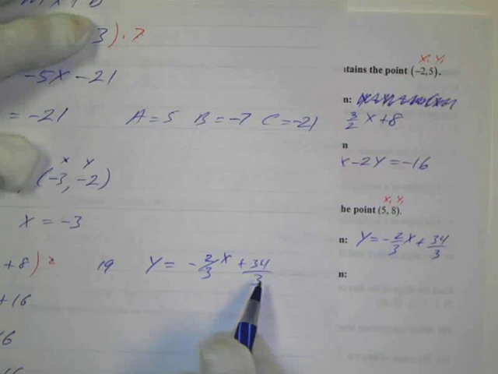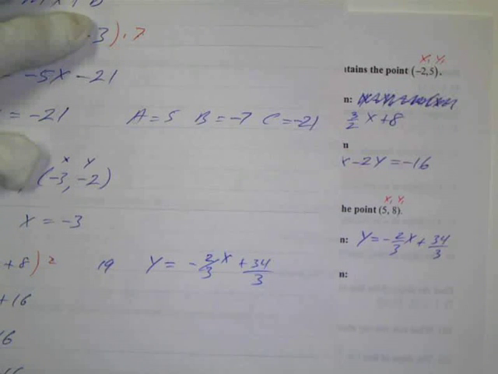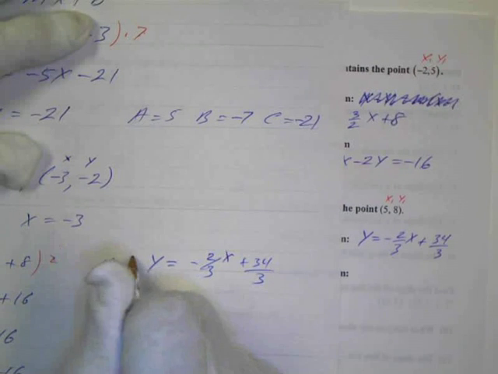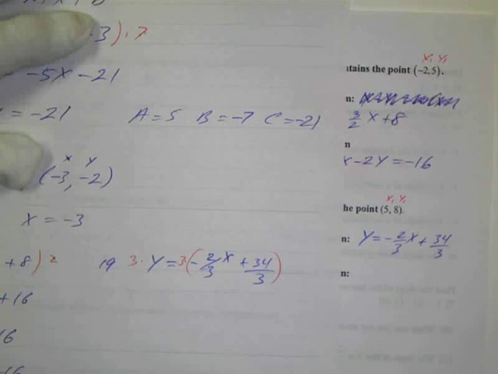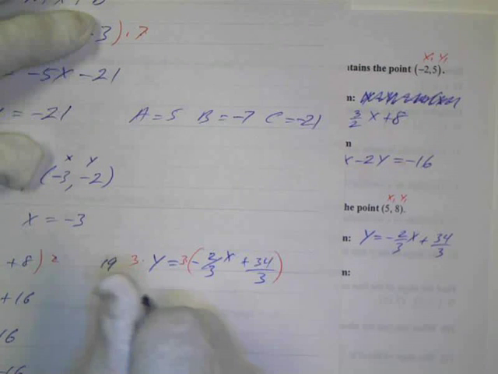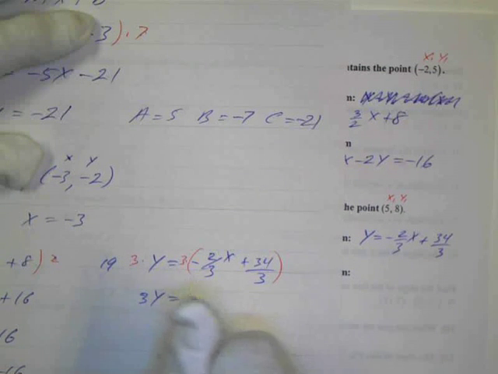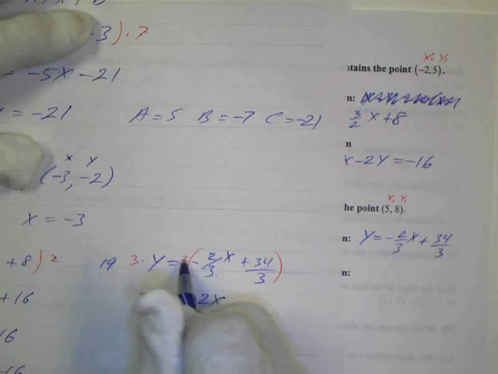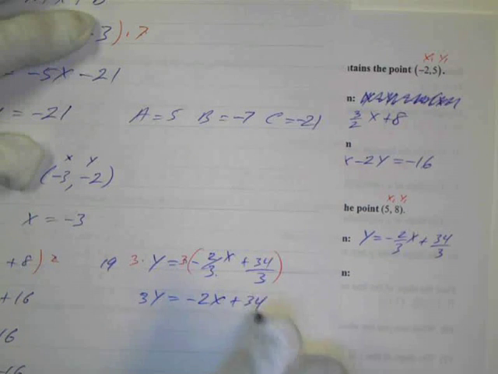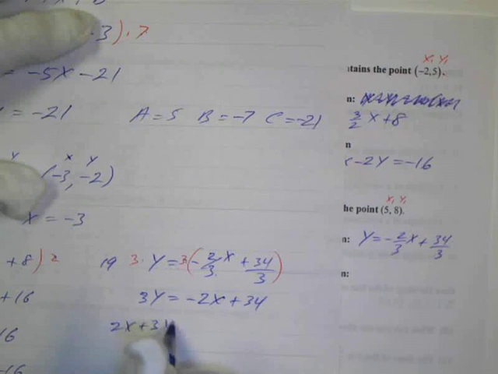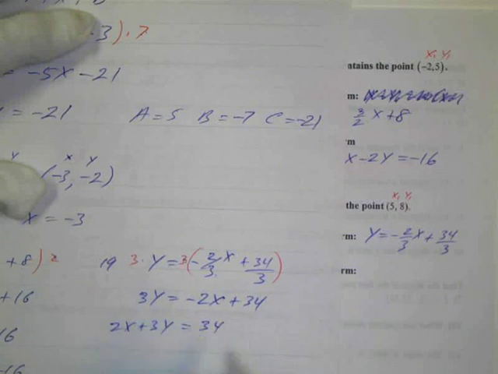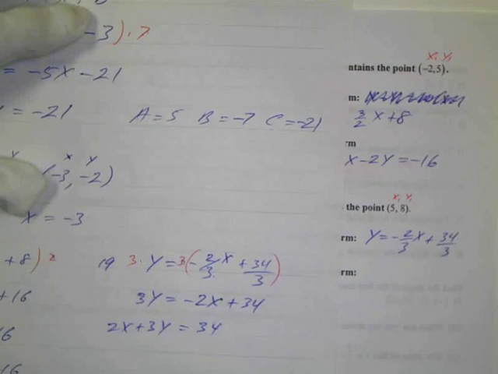And I want to get rid of the fractions because we just want integers, so I'll multiply both sides by 3. And I have 3y on the left. And that's going to be 3/3 is 1, so negative 2x. And 3/3 is 1 plus 34. And then if I add 2x to both sides, you get 2x plus 3y equals 34. So that came out nice. So that's your standard form.